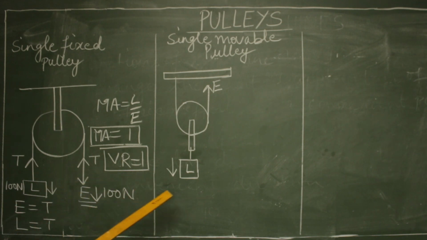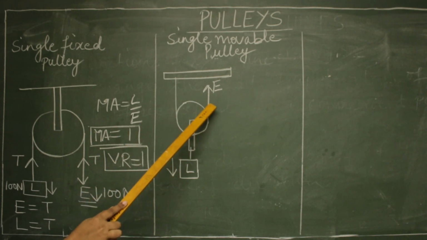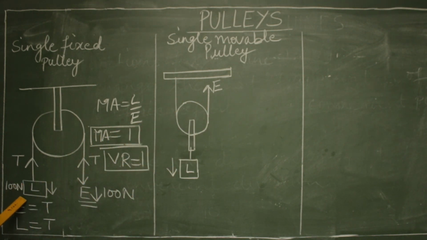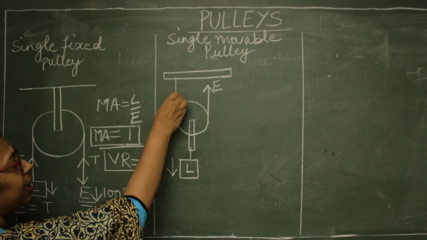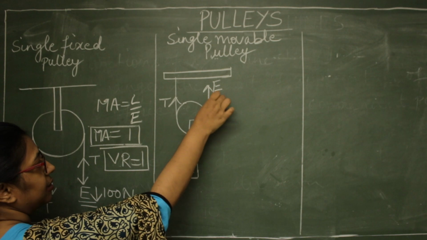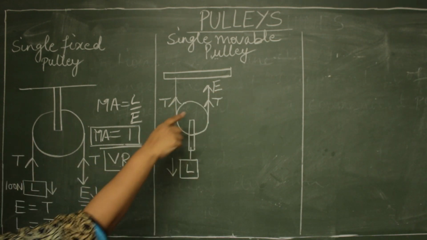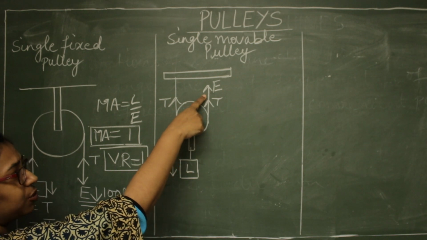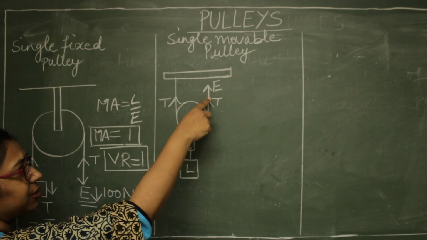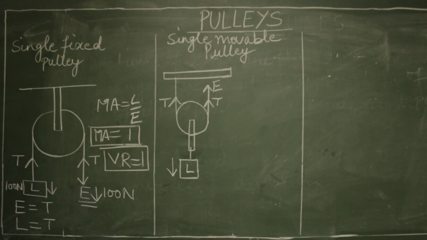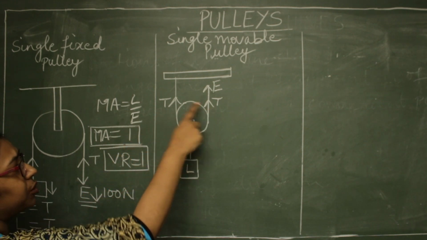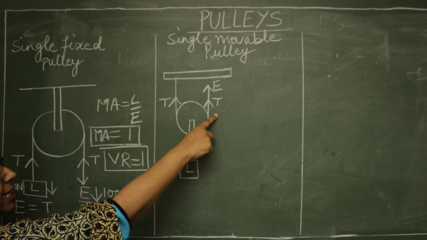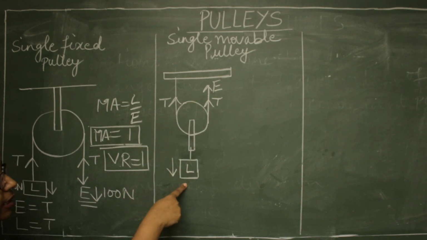Again, this load here in the diagram you can see is supported by two strings. In the first case, in single fixed pulley, the load was supported by only one string. So the tension due to this load will be on both the strings, and there will be tension due to effort also, which will act on this string. Now that tension is not mentioned in the diagram, just to avoid confusion. So here the two tensions which I have mentioned here is because of the load, right?